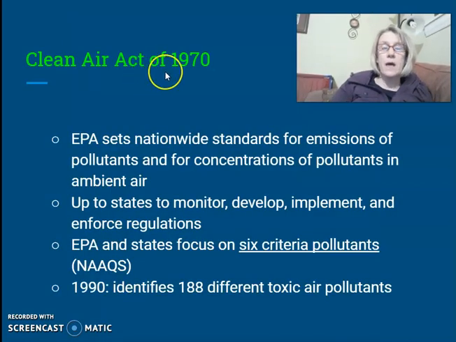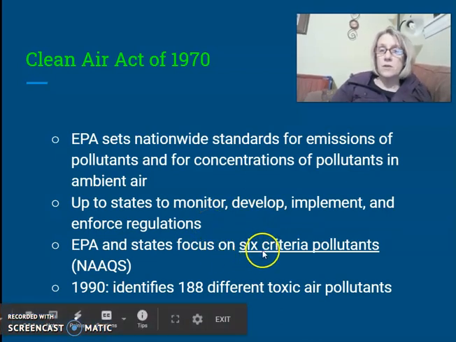All right, in the U.S., the Clean Air Act of 1970 really set what we monitor and how we monitor it. And there have been additions to this over the years, but this was the main act that set this up. And it basically set the EPA up to monitor both emissions of chemicals and then to monitor how much pollutants were in the air itself. It's up to the states to monitor, develop, implement, and enforce the regulations. And then they focus on 6 criteria pollutants, which we're going to go over in a minute. So just like we have water quality, we have air quality standards.